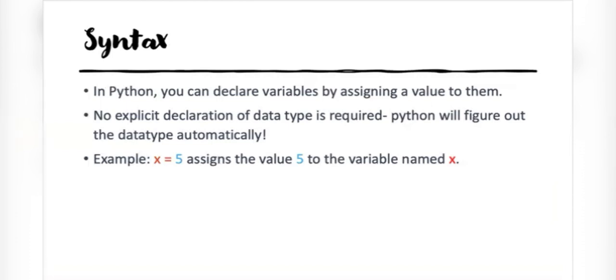So for the syntax of variables, you can declare a variable by assigning a value to it. I mean, you'll set the variable equal to something. You don't need to declare the data type. Like I said, Python is going to figure out what data type it is based on what you input to it. For example, when I write x equals 5, it assigns the value 5 to a variable named x.